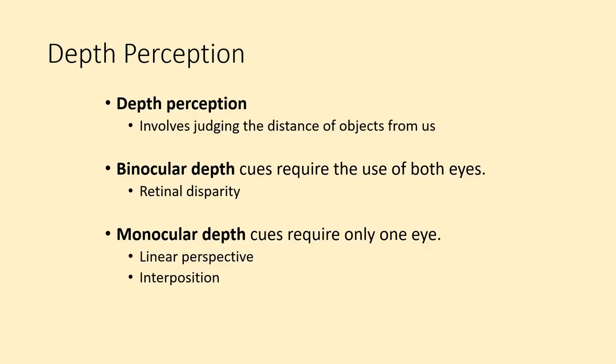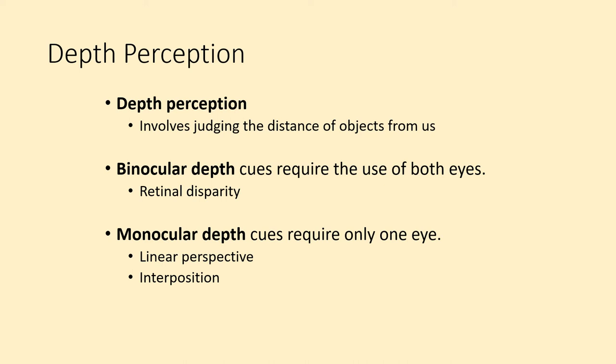We also experience illusions involving our depth perception. Depth perception involves judging the distance of objects from us. Binocular depth cues require the use of both eyes. And retinal disparity refers to the fact that as the disparity between the two retinal images decreases, the distance from us increases, and vice versa. Monocular depth cues require only one eye.